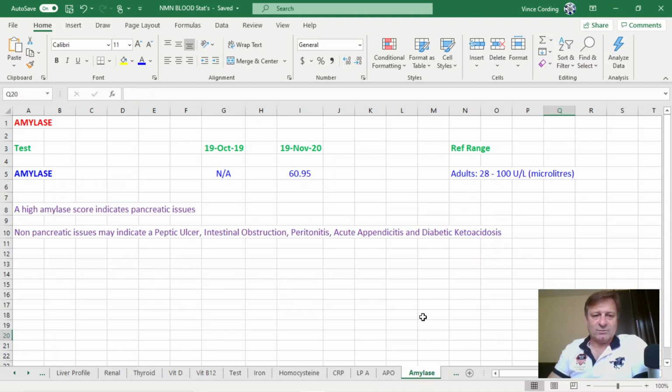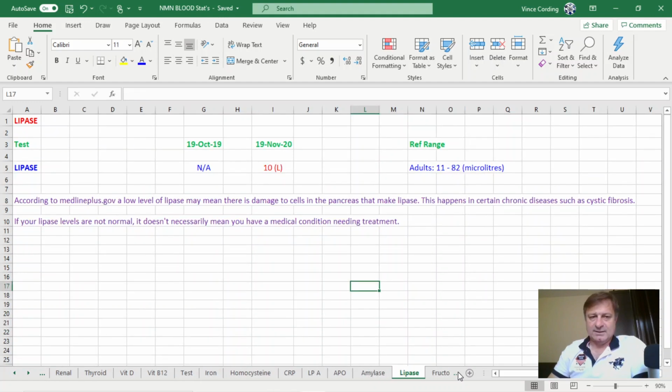My amylase, which may indicate pancreatic issues, is 60.95, and it should be between 28 and 100, so that's within range, so I'm happy with that. Lipase, mine is low. It should be between 11 and 82, so I'm at 10, so I'm only one out, which isn't too bad. It may indicate damage to the cells in the pancreas.